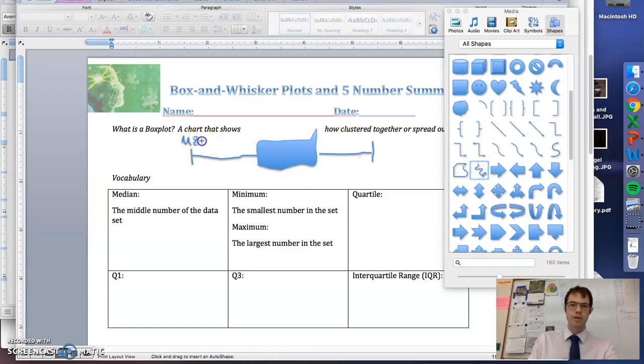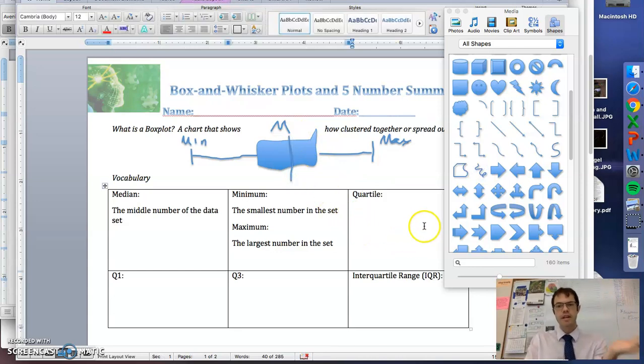There's probably a quicker way to do this. Then here, this is our maximum. And then right here in the middle would be the median. Right in the center of our box is our median.